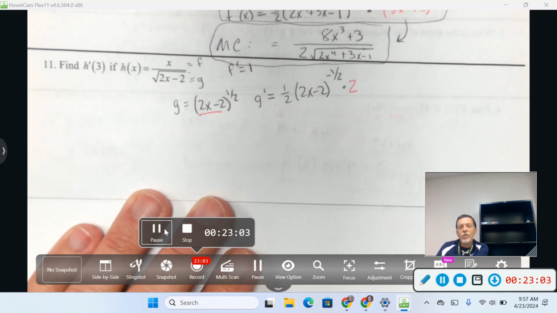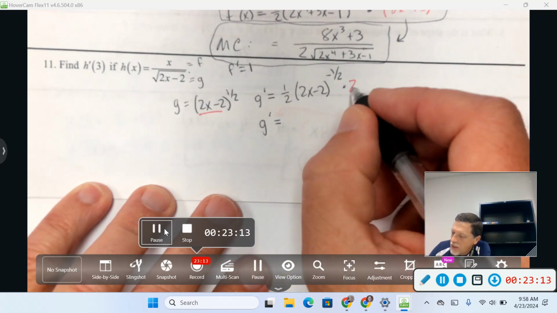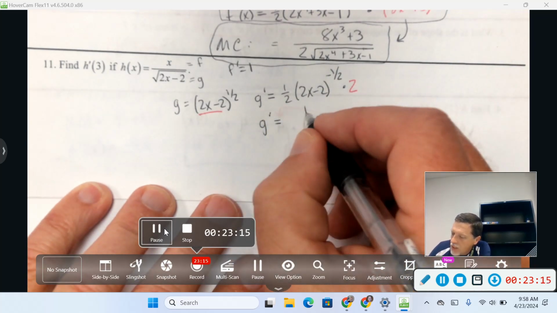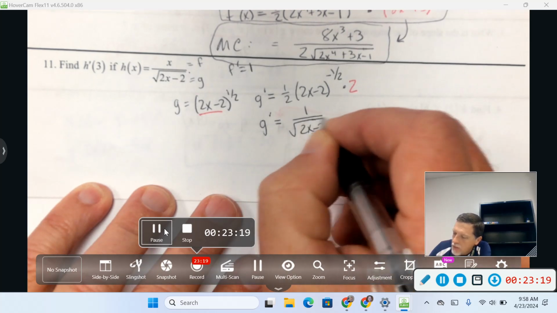And again, you can safe stop this stuff and not do any cleanup, but then your answer gets really messy. And so even though there is a safe stop available, it's probably wise to clean this up. The 2's cancel, and I would get 1 over the square root of 2x minus 2.